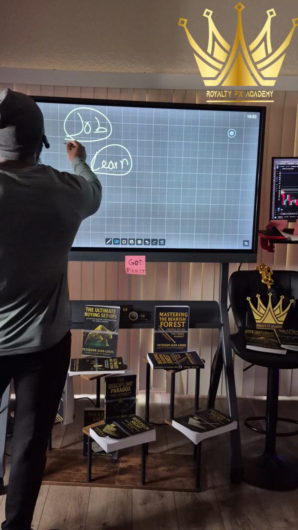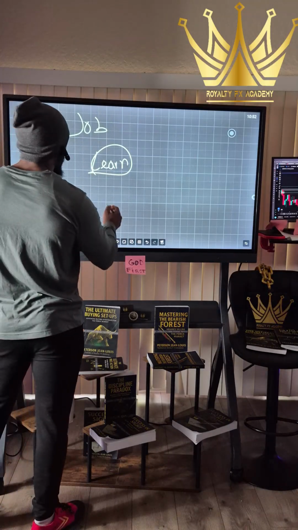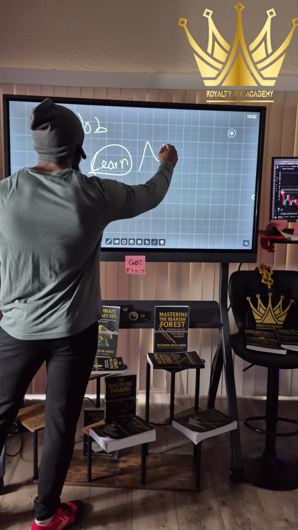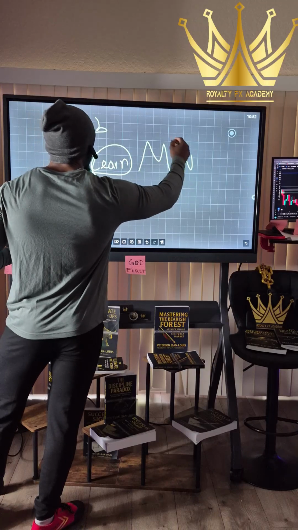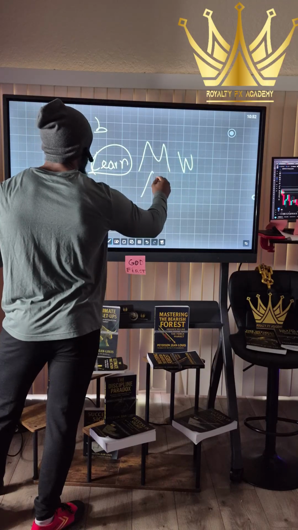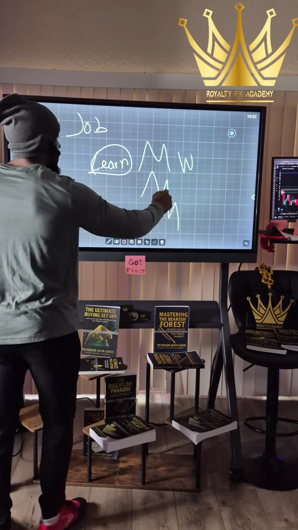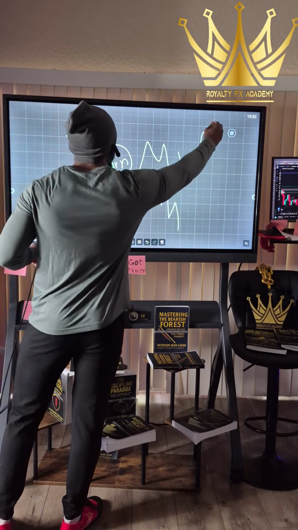So again, you have a job. Guess what you're gonna do, right? You're gonna learn. You're gonna back test the double tops, the double bottoms, right? And after the double tops comes what? The break and retest. After the double tops comes what? Break and retest to go up, right?